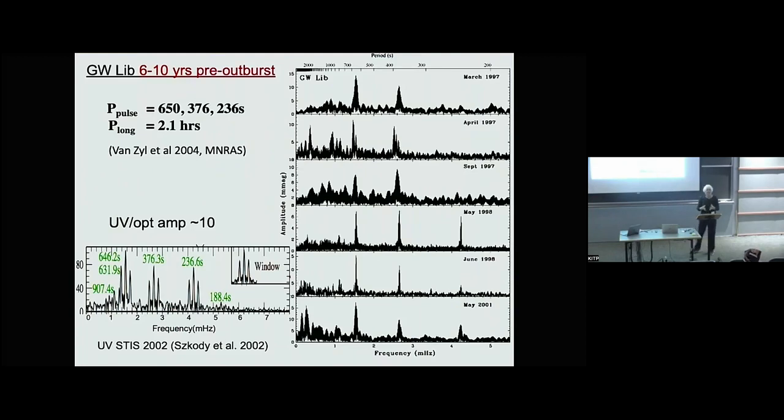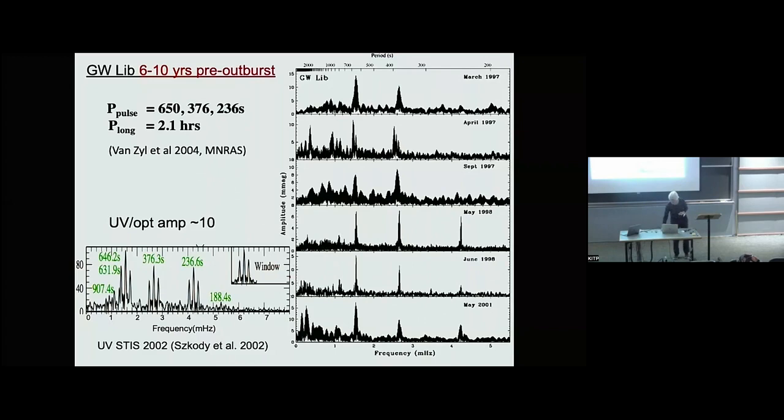The second object, this is the most puzzling one that we followed for the longest period of time. In quiescence, it was followed for 6 to 10 years prior to its outburst in 2007. Here's what the spectrum looked like. It has 3 different pulsation periods that are consistently present. The UV data that we took matches exactly, and the UV to optical amplitude is a factor of 10, which we would expect for an L equals 2 mode. So it all looks normal.